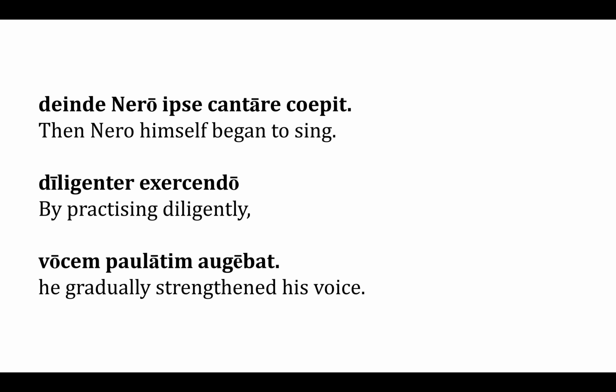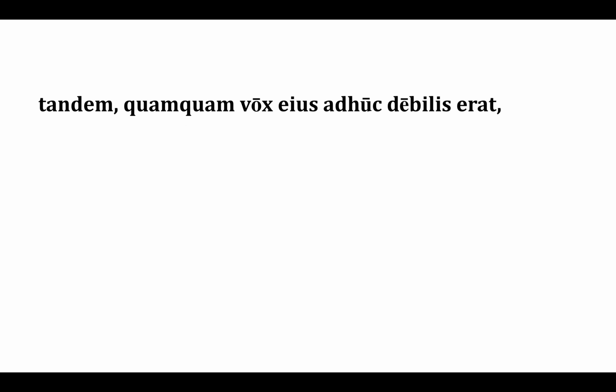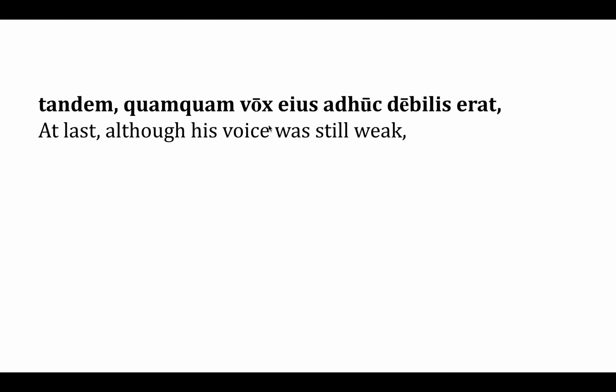And then if we go to the next phrase here, tandem means at last, quamquam means although, vox is a voice, eius means of him, literally. It's the genitive from is ea id. So vox eius means his voice. Adhuc means still, like even now. And debilis means weak. And erat means was. It's the third person singular imperfect tense from sum. And we know we have a subject for erat, it is vox, which is the nominative case. So at last, although his voice was still weak.